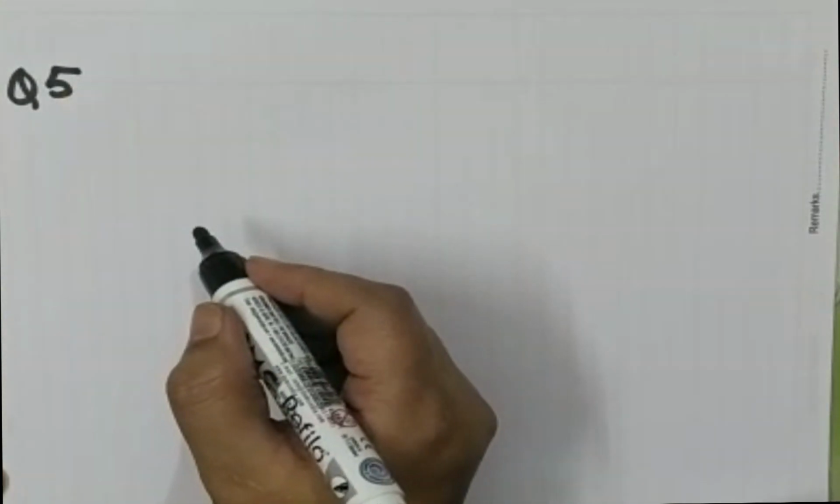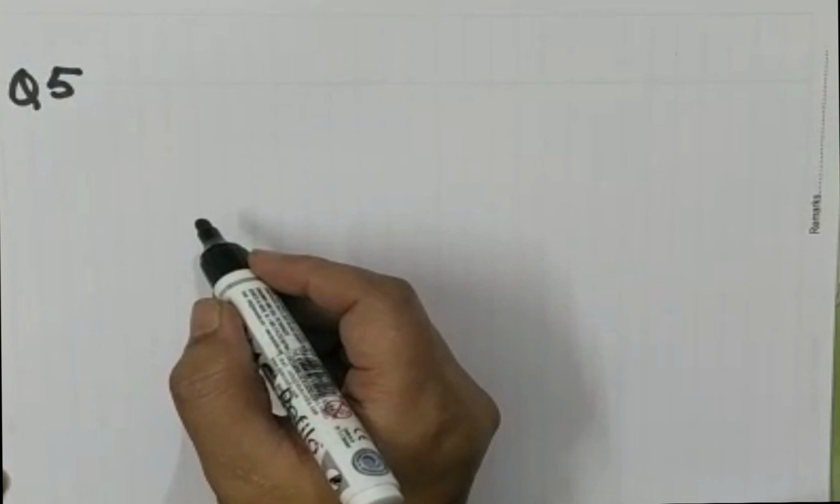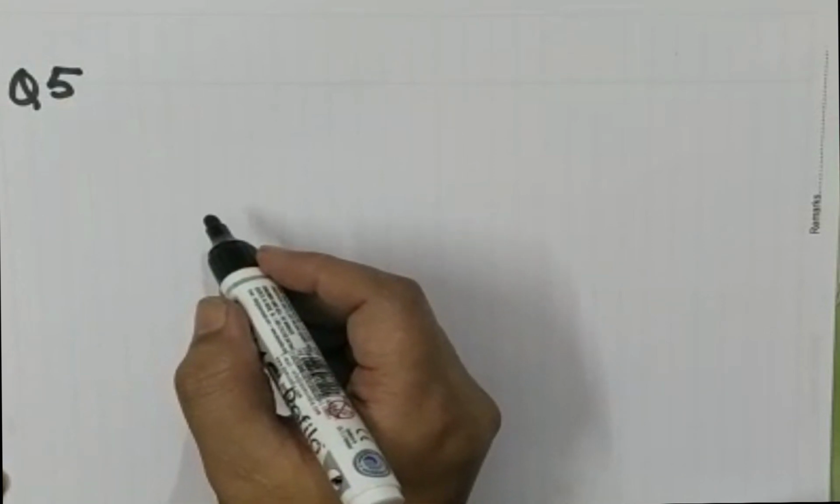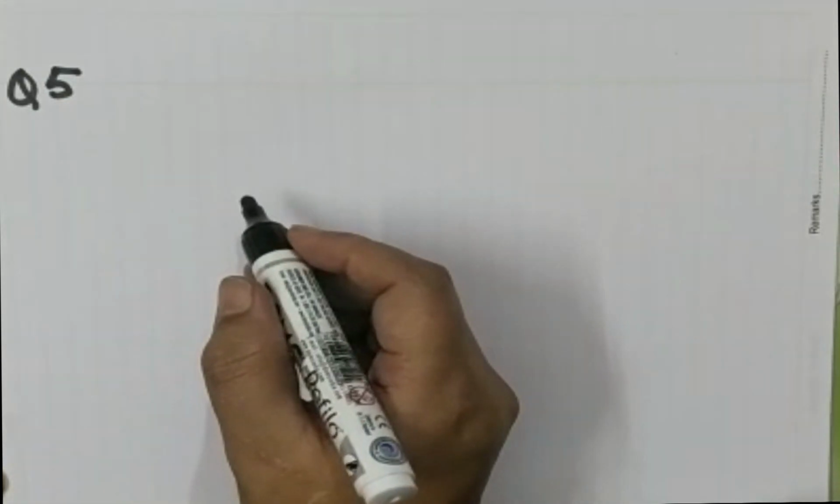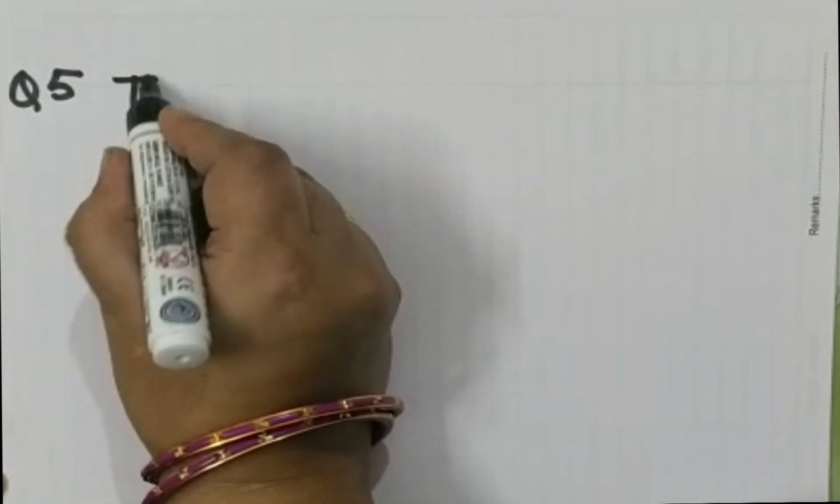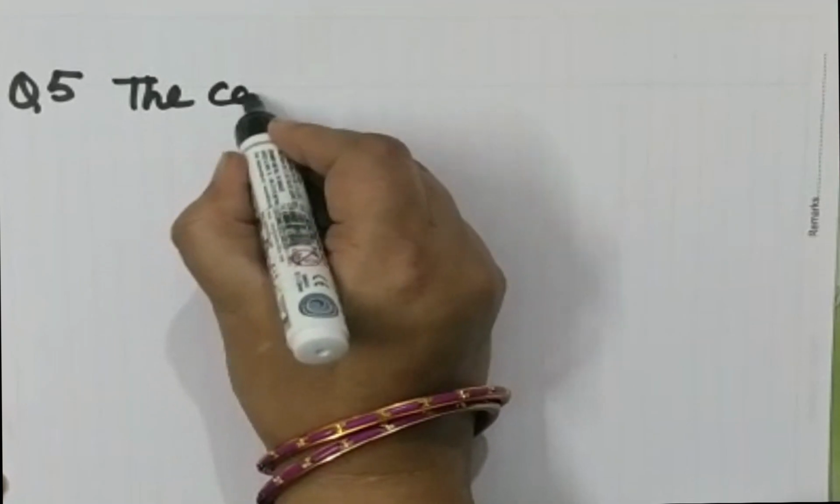How much would a dozen eggs cost if the price of every egg is given as 4 rupees 25 paise? So what is given to us? The cost of one egg.